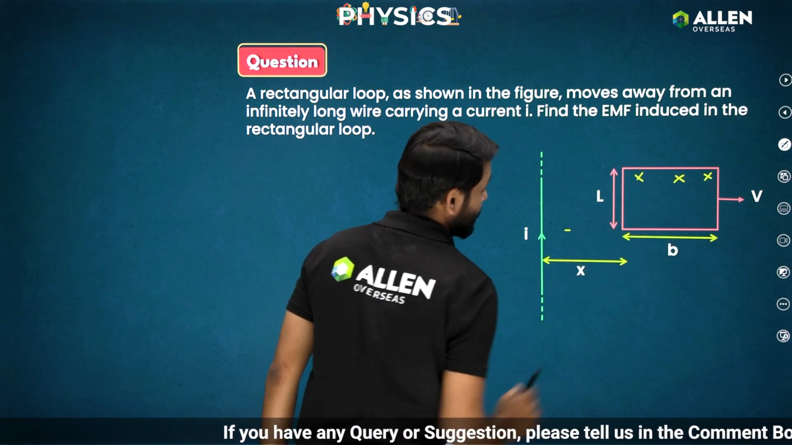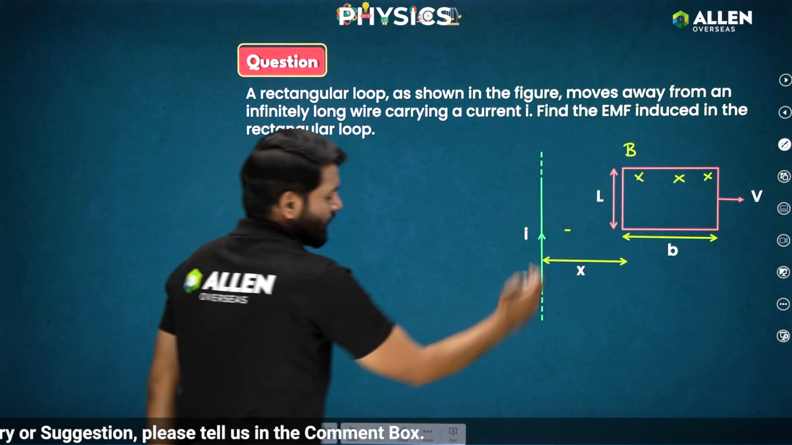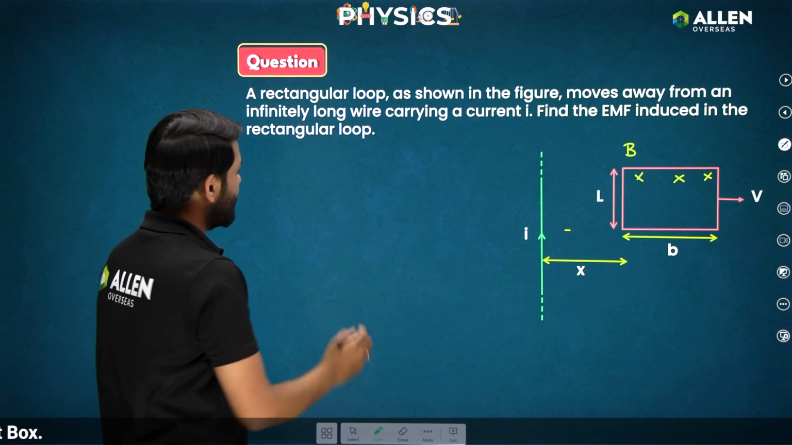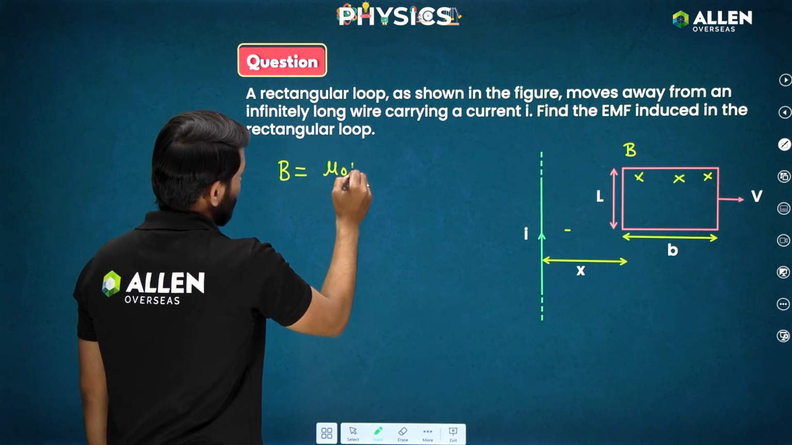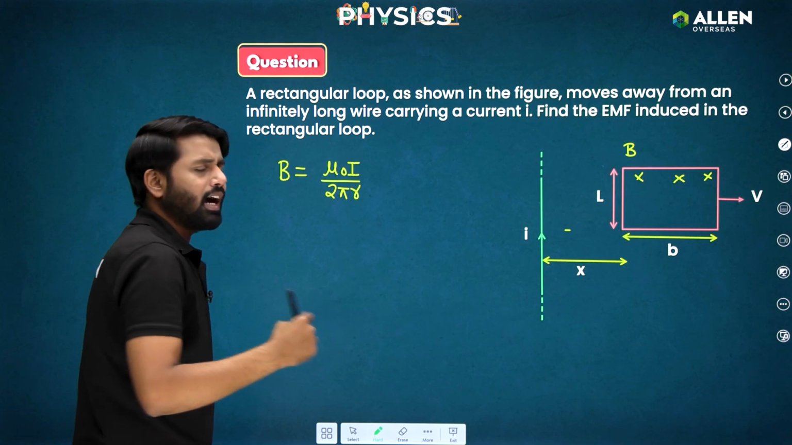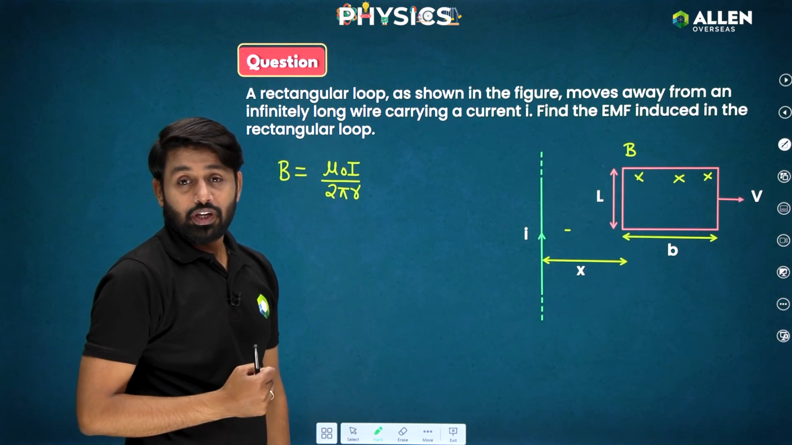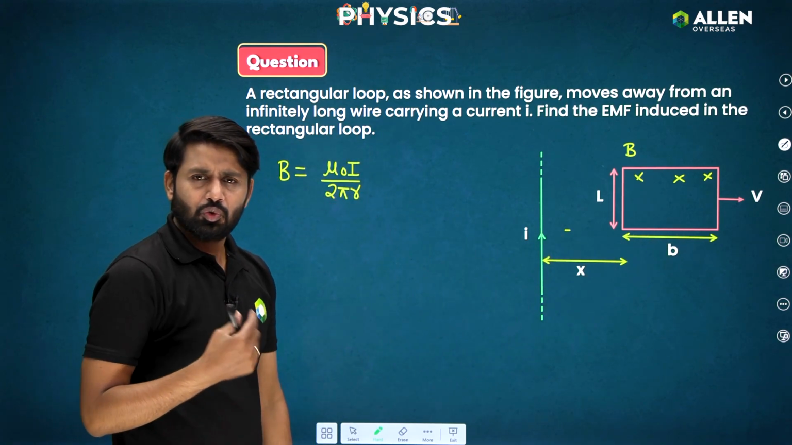And sir, what is the formula for the magnetic field? You have to write the formula first. So due to this infinitely long wire, the magnetic field is mu naught I upon 2 pi r, where r is any distance, right, students? Sir, r is changing, so this is changing. Yes, it is changing. Do we have to integrate?